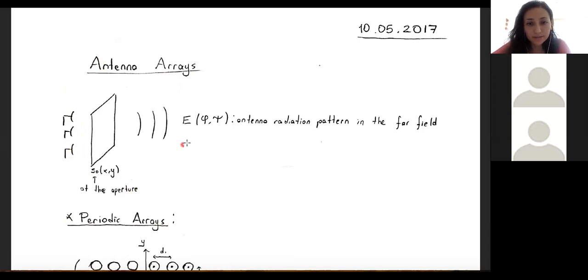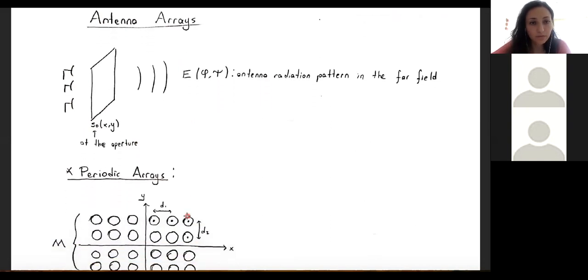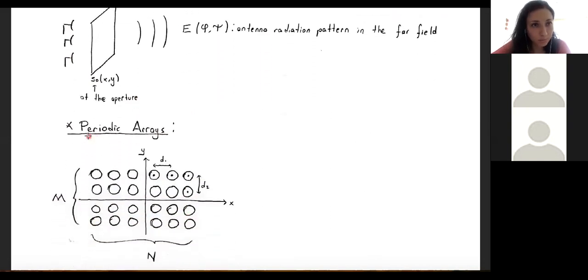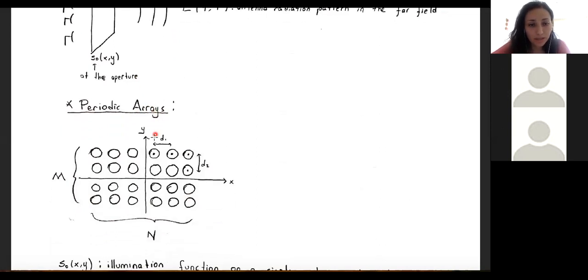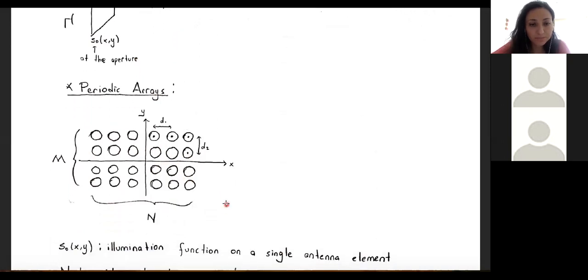Okay, so we want to understand antenna radiation pattern again in the far field for antenna arrays. We're going to consider the periodic arrays first. This is, I believe, one of the most commonly used antenna array structures. In the periodic array, we have small antenna elements, okay? And these are periodically repeated. So each has an identical illumination function, which is periodically repeated, okay?